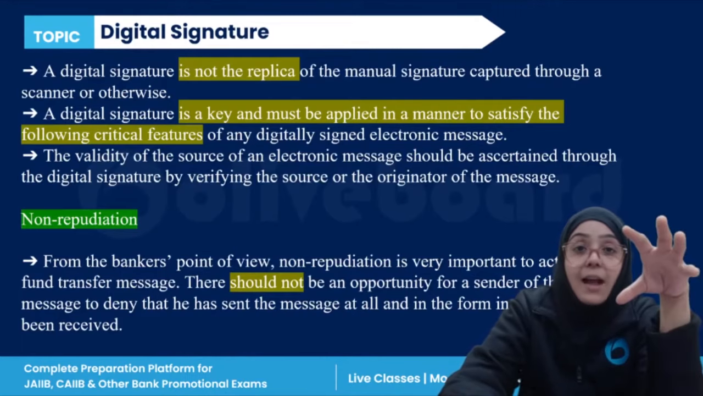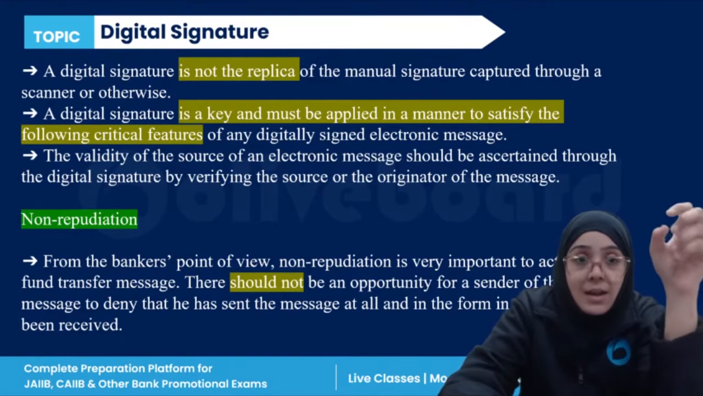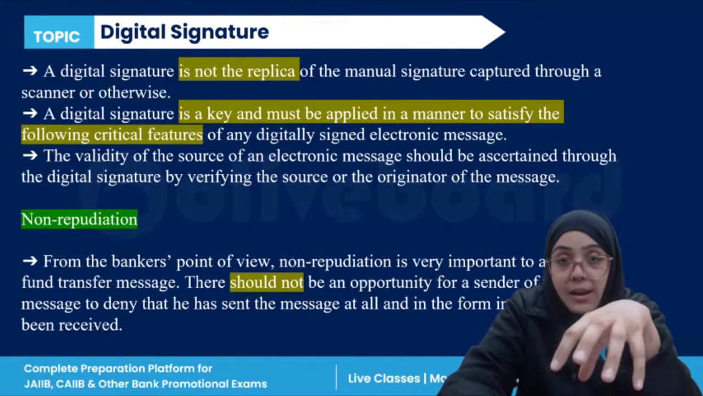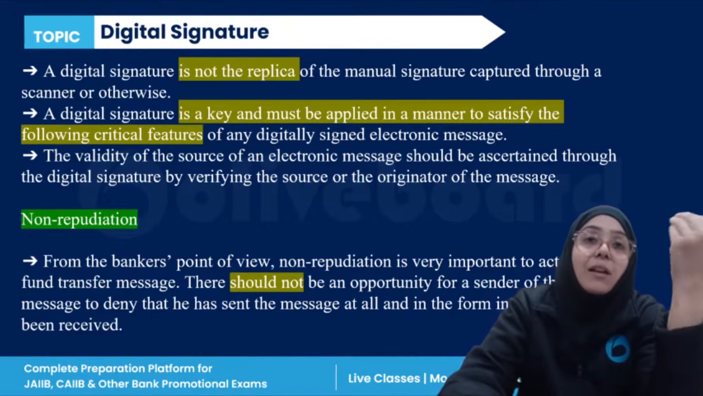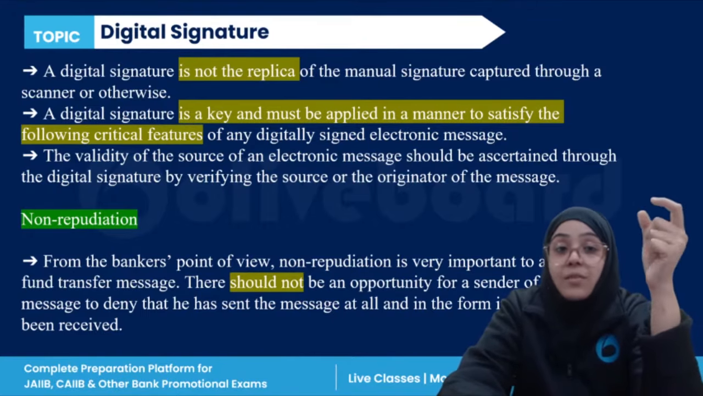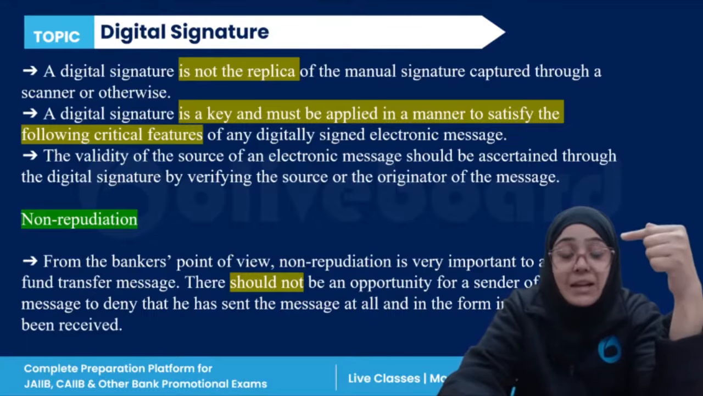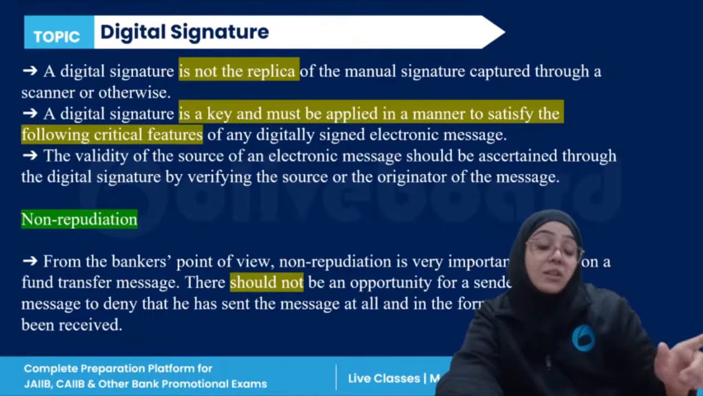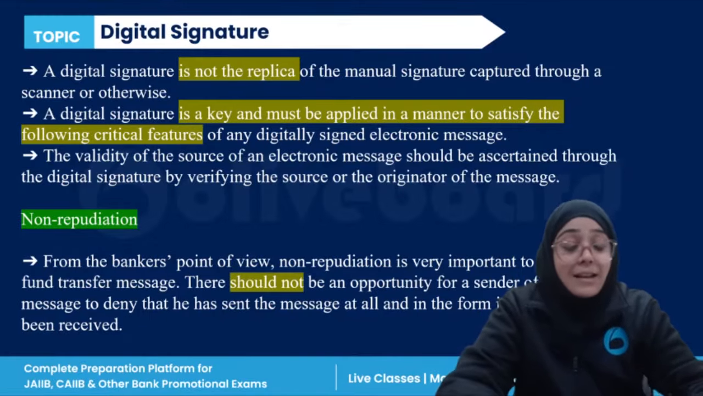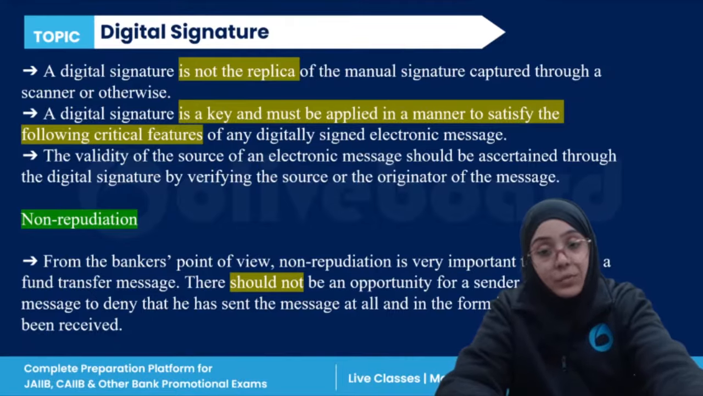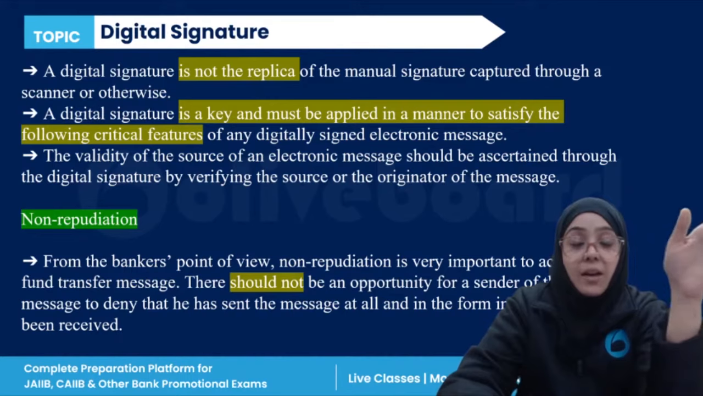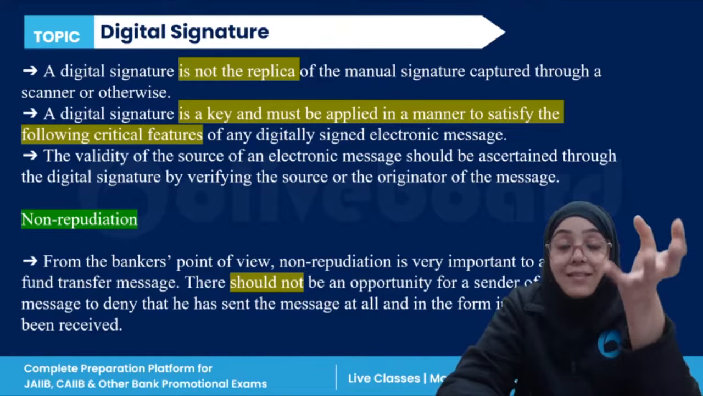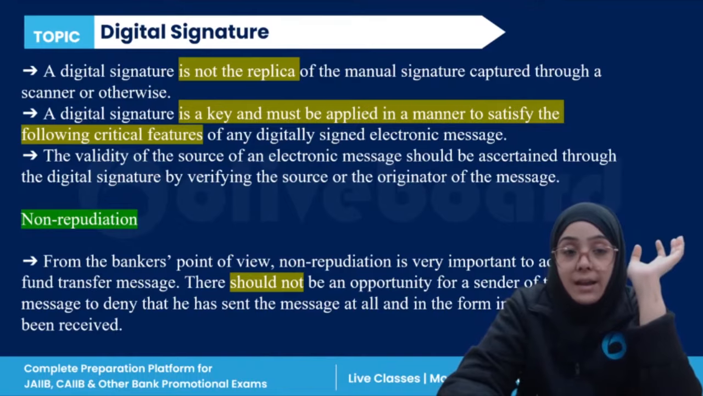Now next, the last thing is the digital signature. Digital signature is actually not the replica of your manual signature. It is just an additional safety which is added electronically. To satisfy some critical features, there is an electronic signature which is added to any type of document. This is known as the digital signature. You have to understand that a digital signature is not the replica of your physical signature. It is just an additional thing which is added, digitally signed and included, right?